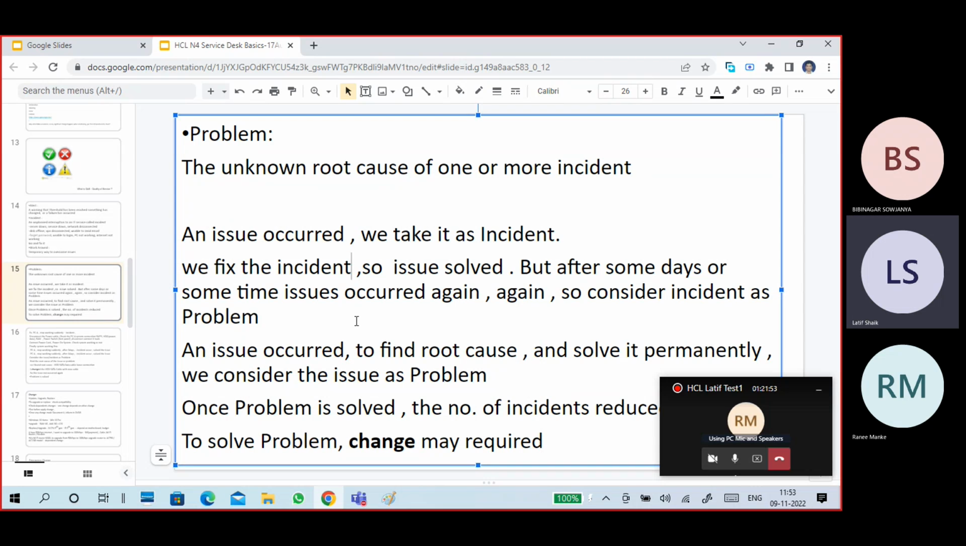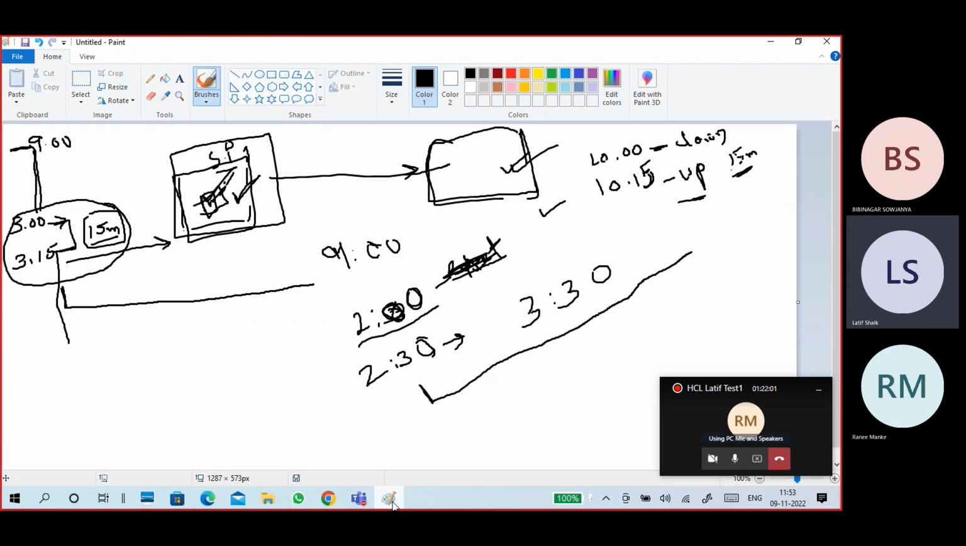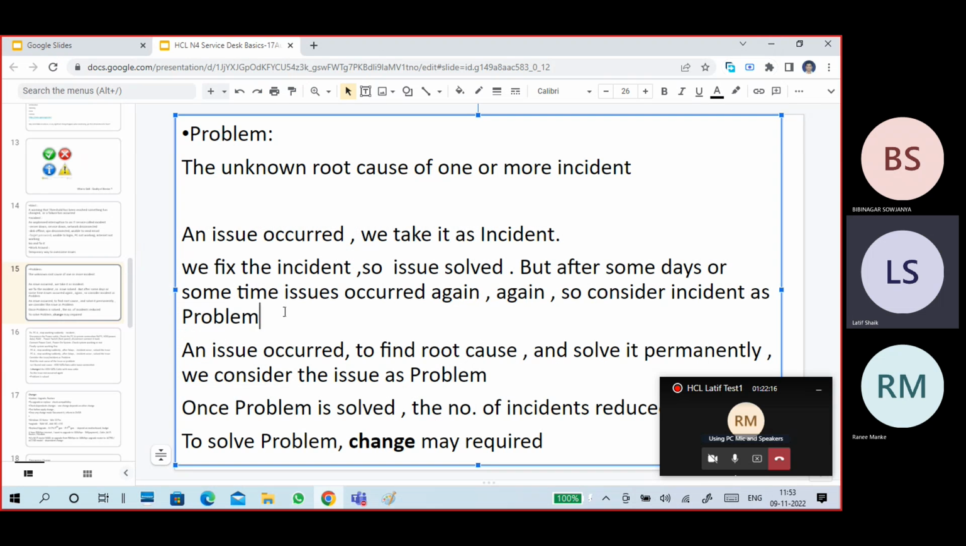So why should we fix an incident immediately? We do a workaround because of further impact. Continuation of service is very important. Otherwise the impact becomes higher. For example, I have 5 servers. One server is down. Then I immediately go and fix the server, so even the service is continuous.